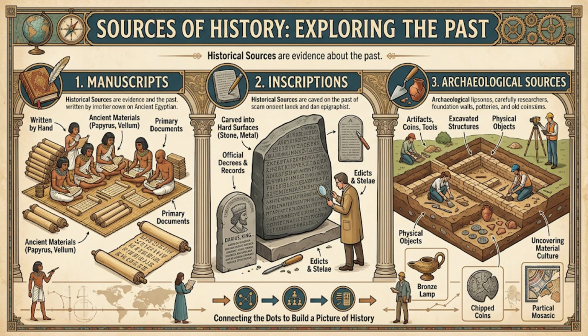How do historians know about the past? They use historical sources, which are pieces of evidence that provide information about earlier times. There are three major sources of history. First are manuscripts, second are inscriptions, and third, archaeological sources. Without these sources, historians would not be able to reconstruct the past. This is why sources are considered the foundation of historical studies.